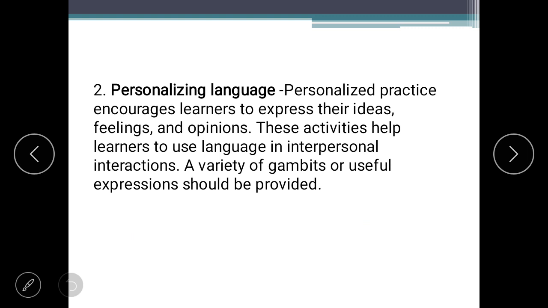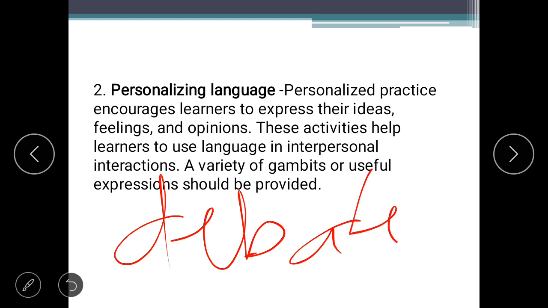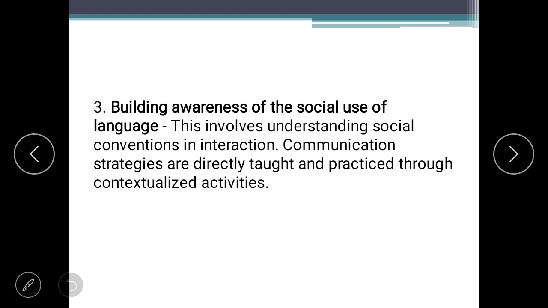A perfect example would be the debate, wherein it more enhances the personal language of a student. They formulate their own thoughts and opinions about a certain situation, and then they will deliver it with useful expressions. So through the debate, they can fully express themselves. So it encourages them to express their ideas, language, and feelings.